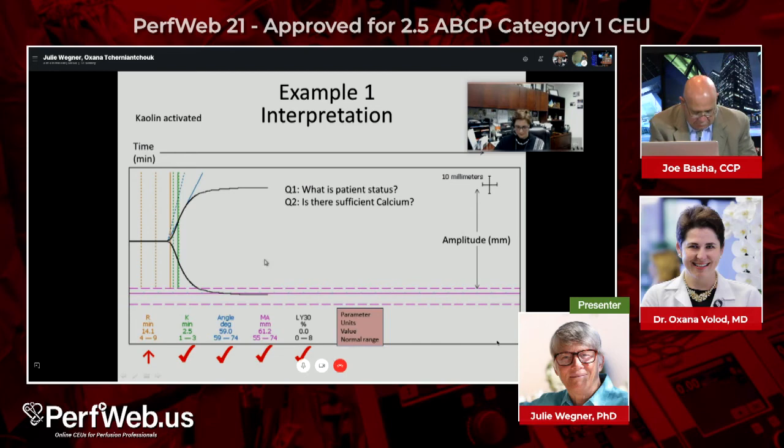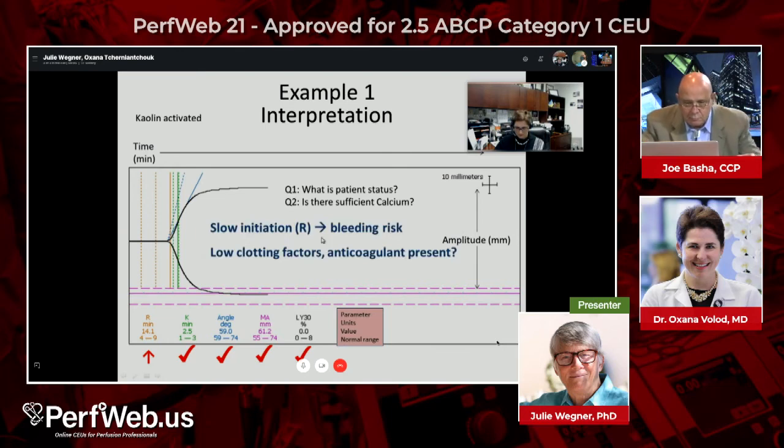So an interpretation of this tracing might be that you have slow initiation of the R value, which could lead to a bleeding risk due primarily to the fact that you have low clotting factors. And so, if the patient is bleeding sufficiently, you might need to add clotting factors in the form of FFP or whatever you have available to stop that from happening.